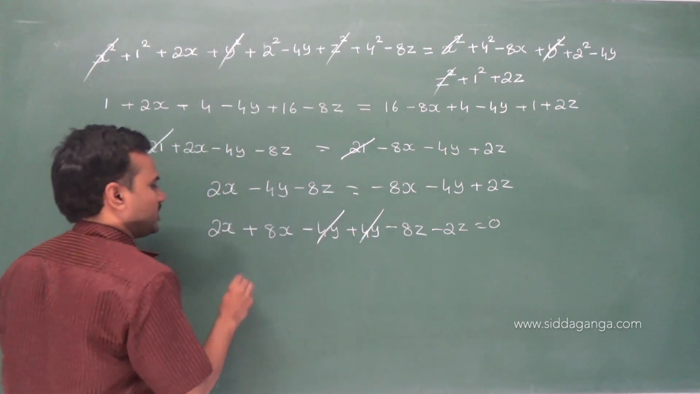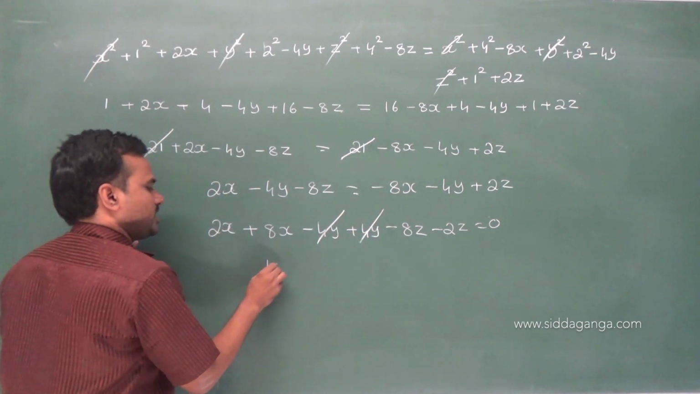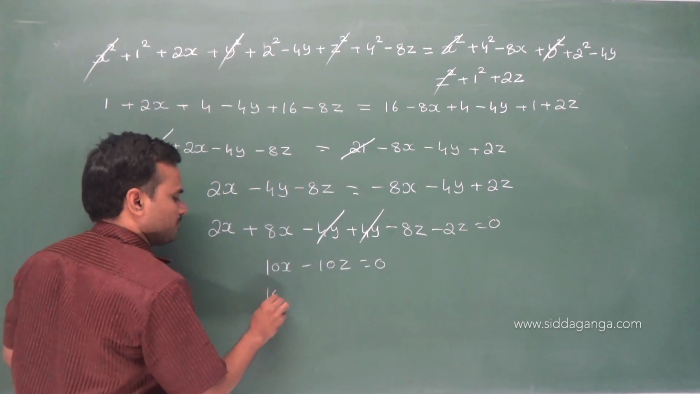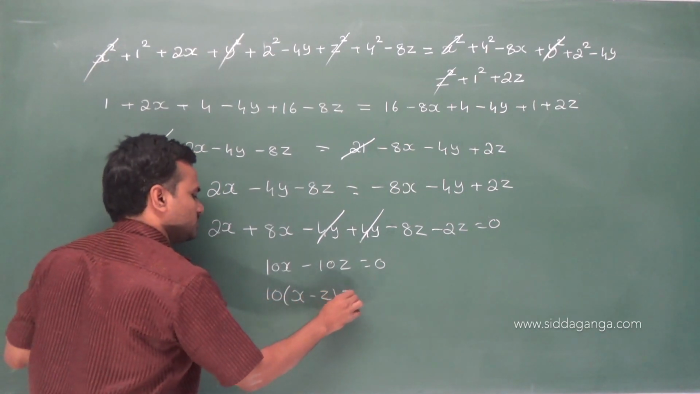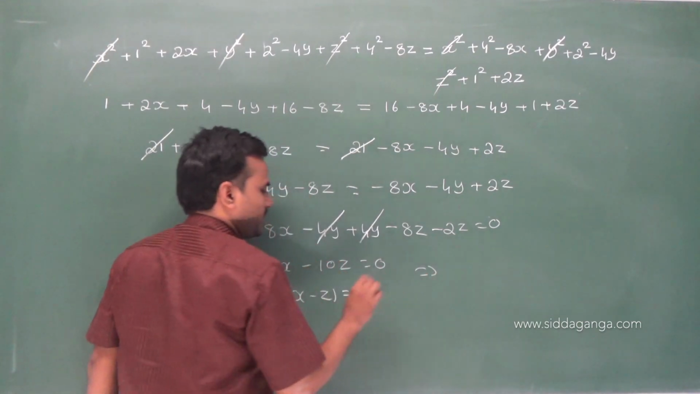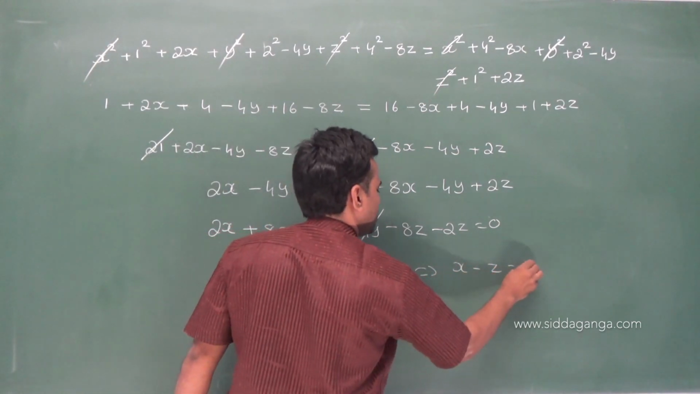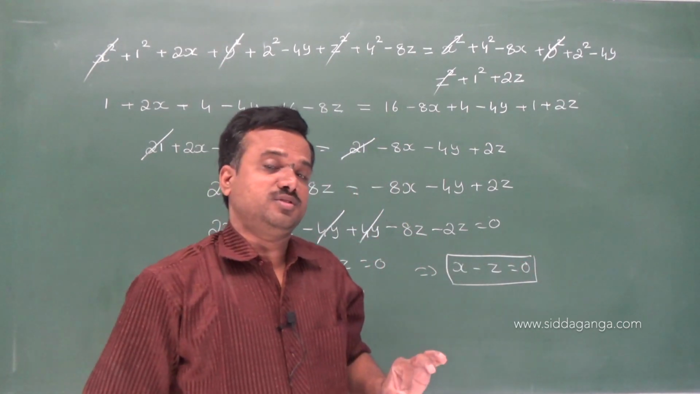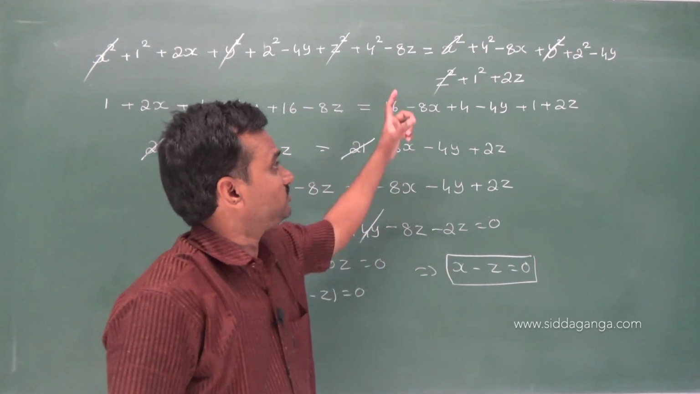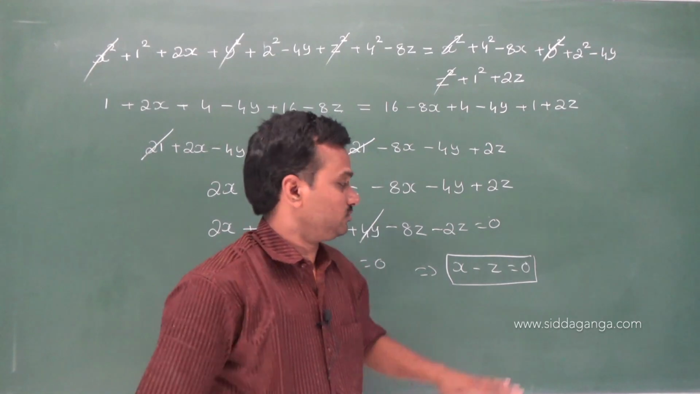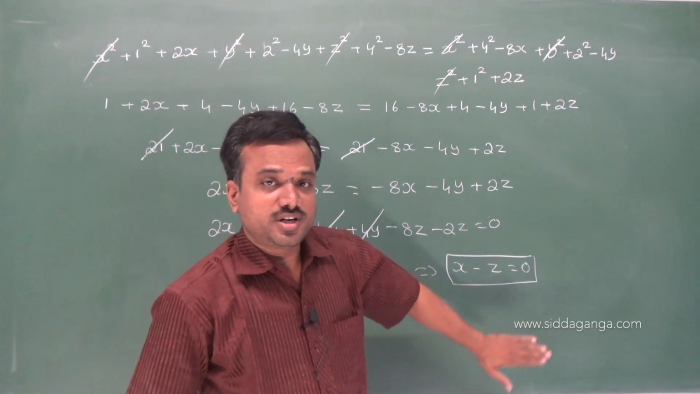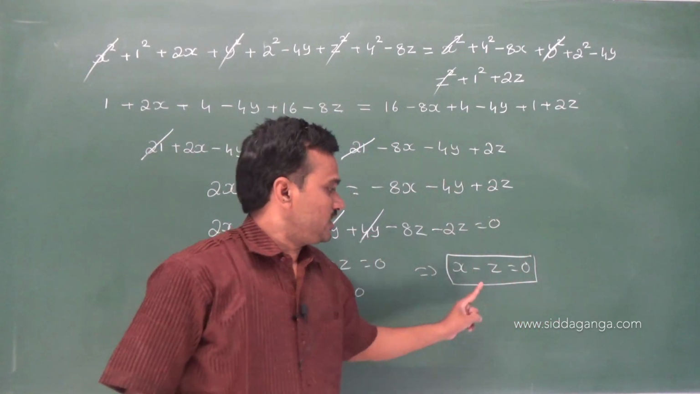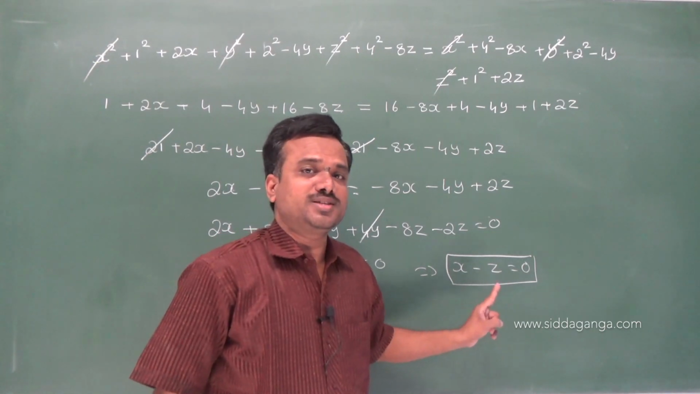Plus 4y and minus 4y get cancelled. 2x plus 8x, how much? 10x minus 10z is equal to 0. Take 10 common. X minus z is equal to 0, dividing by 10. X minus z is equal to 0 is nothing but the equation of the set of points satisfying the given condition. This completes the distance between 2 points in space. Okay? This completes the distance between 2 points in space.